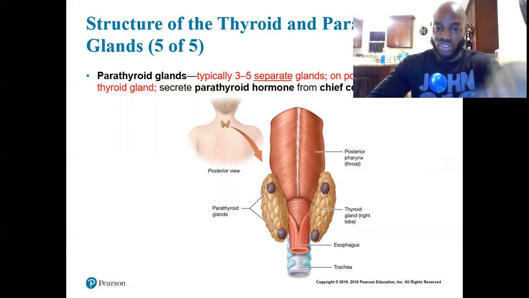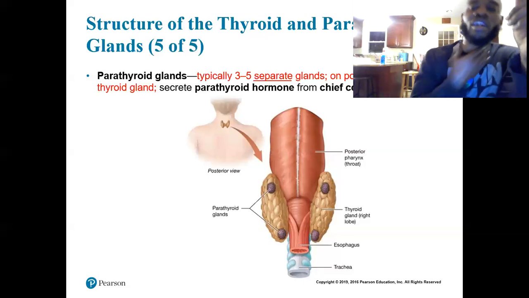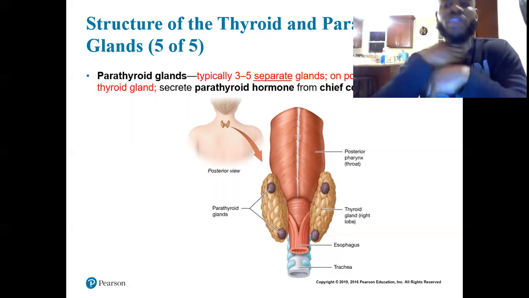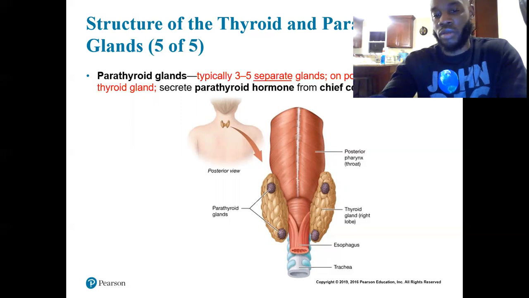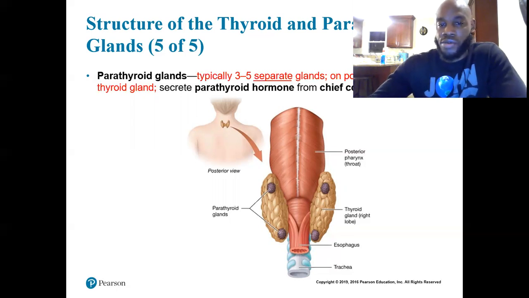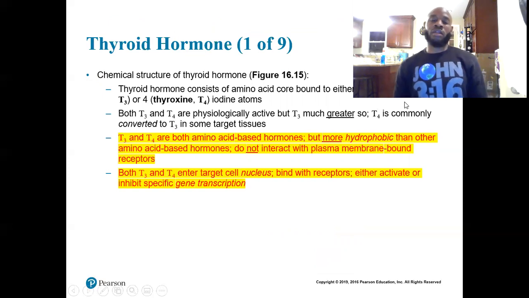As you can see, we're looking at your neck, but from the back. So we're in front of the spinal cord, but behind the trachea and the esophagus. All right, so that was showing you the location of the parathyroid and the thyroid.